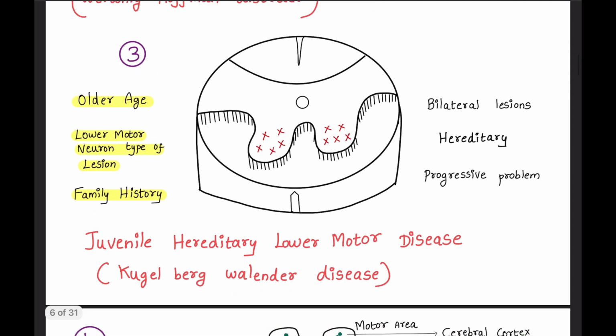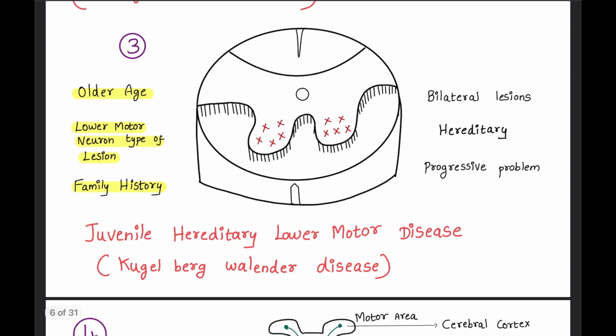Then we move on to the next case. The third case is the same as the second case, except here the patient is in an older age group, and the patient also has a family history. This condition is known as juvenile hereditary lower motor disease. Juvenile means older age, and hereditary, the patient has a family history. Lower motor disease, the lesions are in the anterior horn affecting the lower motor neurons. This condition is also known as Kugelberg-Welander disease.